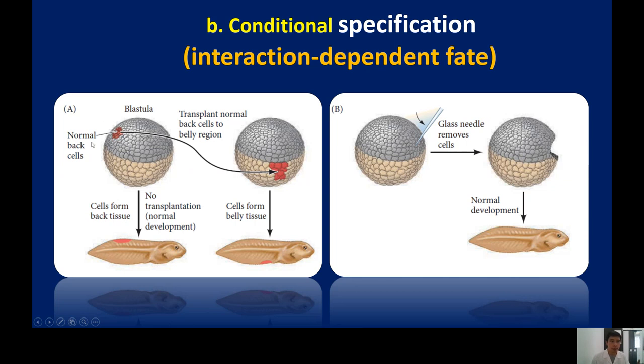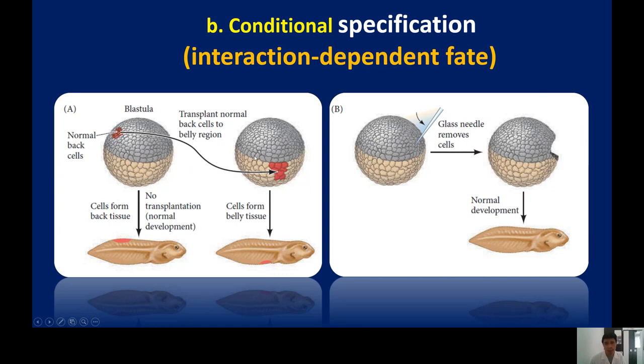Here, the experiments, the normal back cells located in the animal poles and vegetal poles, and then when these normal back cells are transplanted into the belly regions, then it will form, so that these individuals will have this type of back cells located in the belly. So this is in the normal situations that the normal back cells will be located in the back tissue of such individuals without the transplantation. But when we transplant it, we move it into the belly regions, and then it will also form to be the belly part.